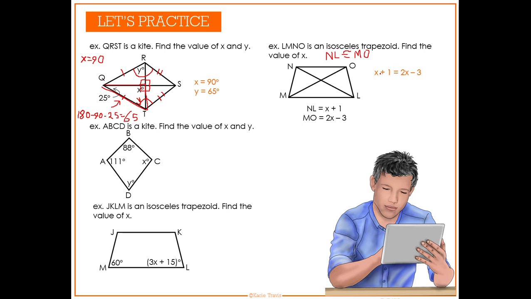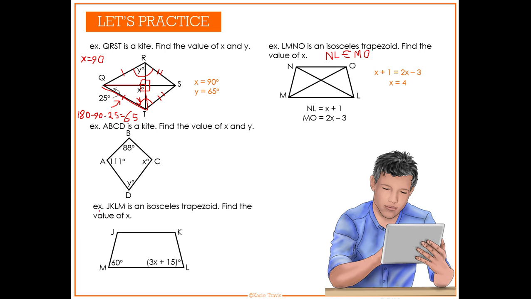I need to get my x from one side to the other and my constants to the other side. So if I subtract this x over here, that makes 1x. If I add these 3's over here to this 1, that means that my x value is 4. Okie dokie. Nice and easy.